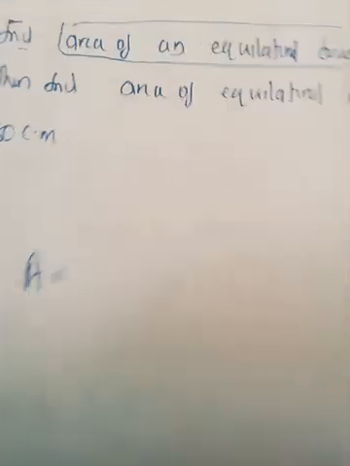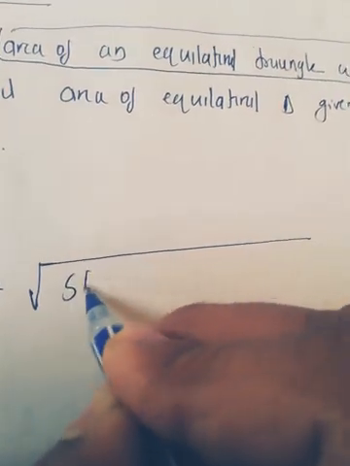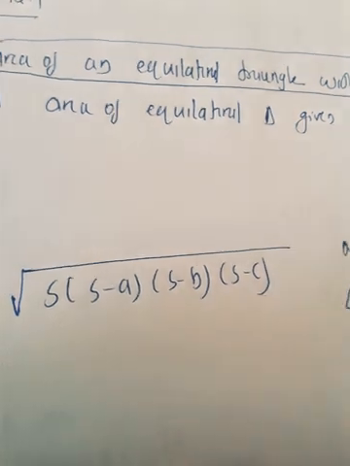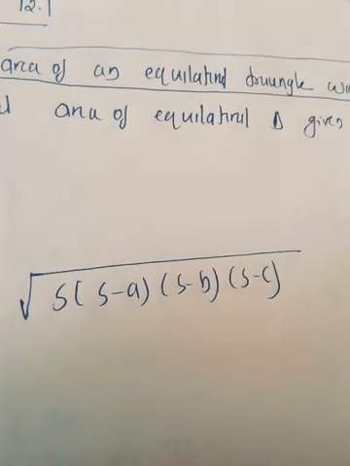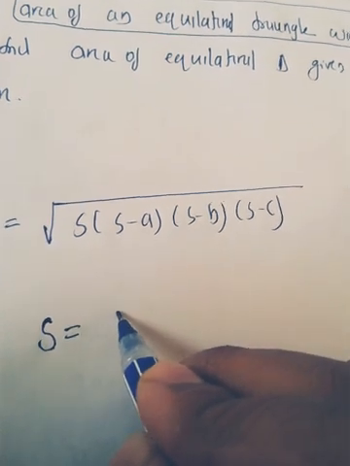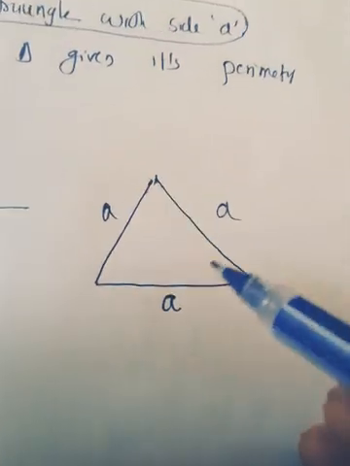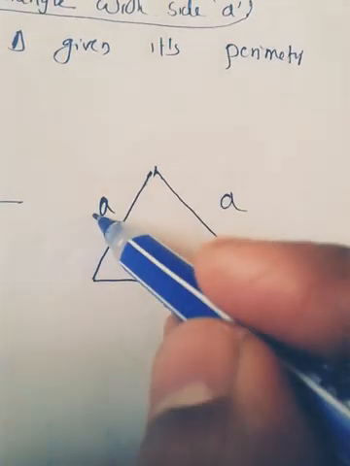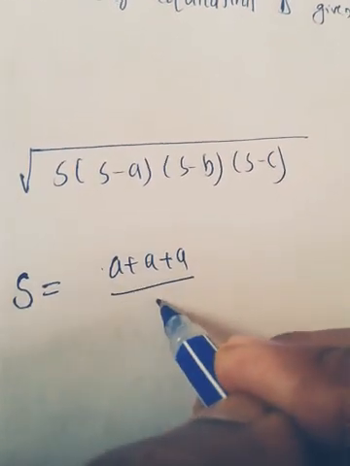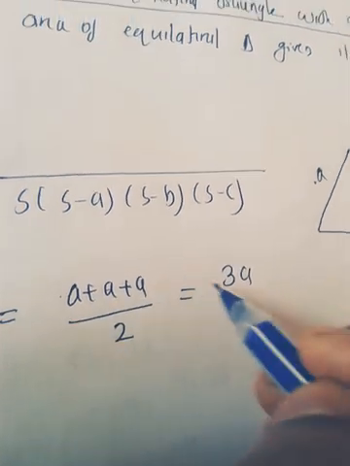So the area by Heron's formula is equal to square root of S into S minus A into S minus B into S minus C. This is Heron's formula. So in order to calculate this, we need the value of S. What do you mean by S? Sum of all sides divided by 2. So here the sum of all sides means A plus A plus A, divided by 2. What is A plus A plus A? 3A.